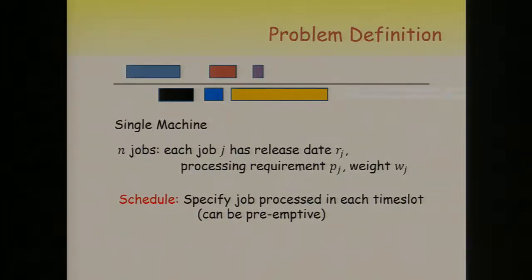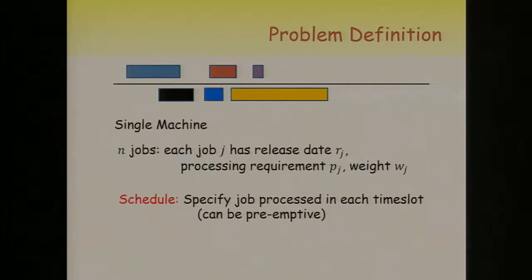And it has a certain weight, which basically says how important this job is. All of this information is given to you, and the only job now is to build a schedule. Specify at each point of time which job will be processed, so that you finish all the jobs. So that is the problem statement.